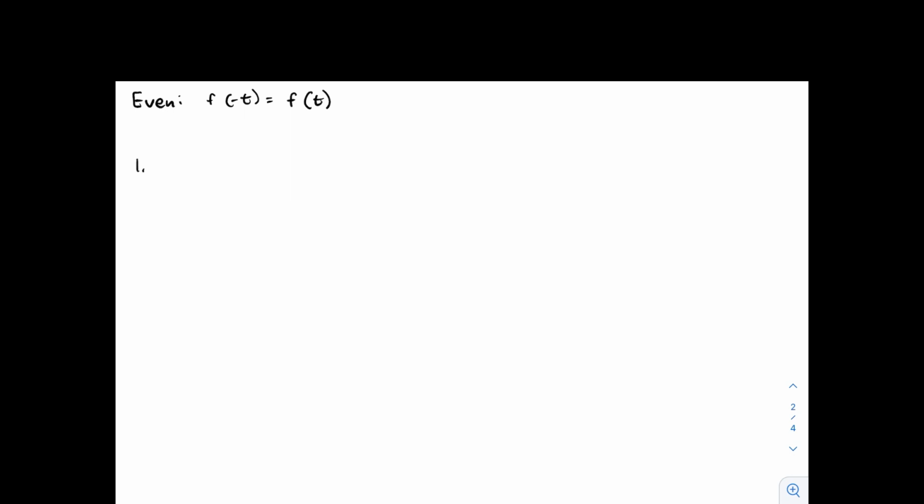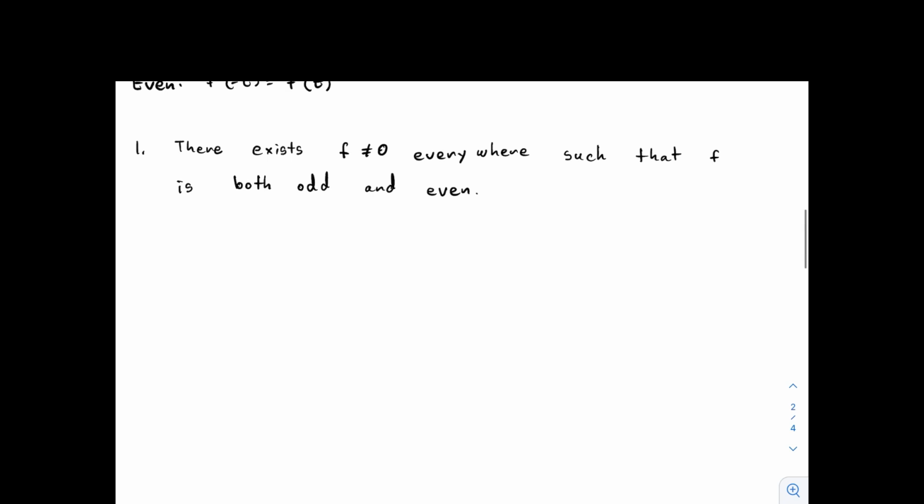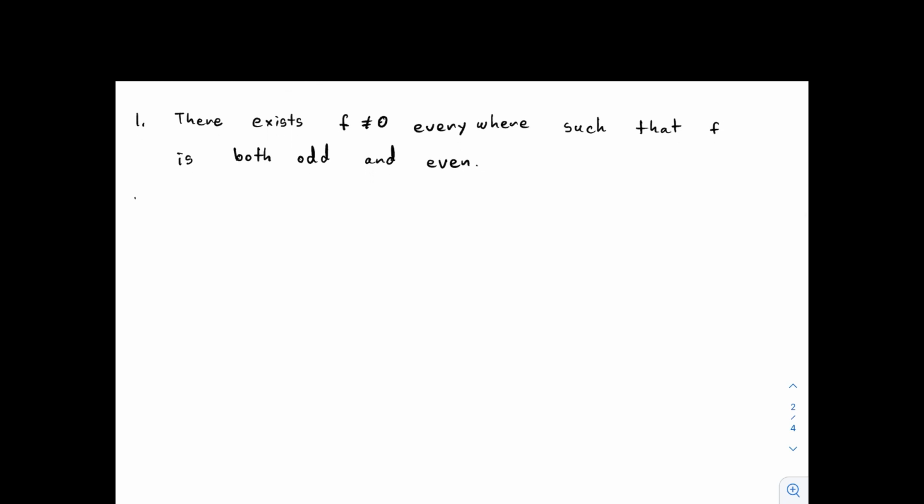the first step would be to negate our statement. The negated statement would be: there exists some function f that doesn't equal 0 everywhere, such that f is both odd and even. Step 2, we're going to proceed with the proof as if this negated statement was true.